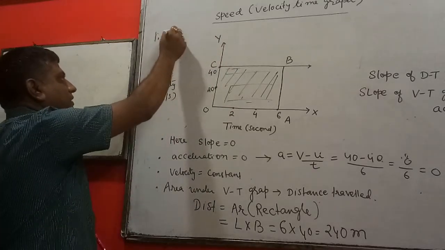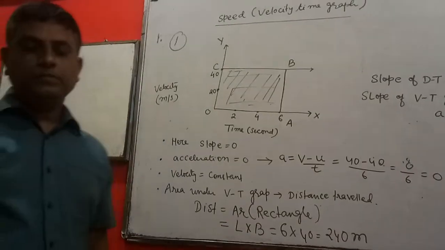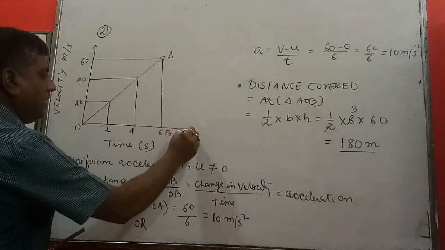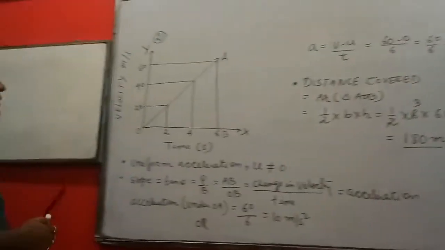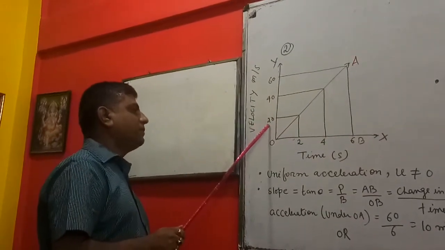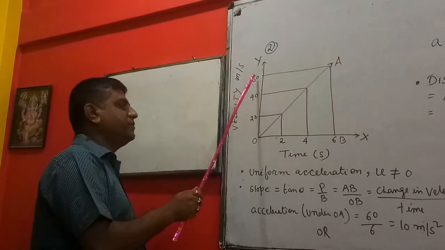There are 4 situations. This is the first case. 3 more cases I have to explain. Now case 2. See again, this one is the x-axis and this one is the y-axis, time and velocity. Now you see here, 2 seconds 20 meters per second, 4 seconds 40 meters per second, 6 seconds 60 meters per second.